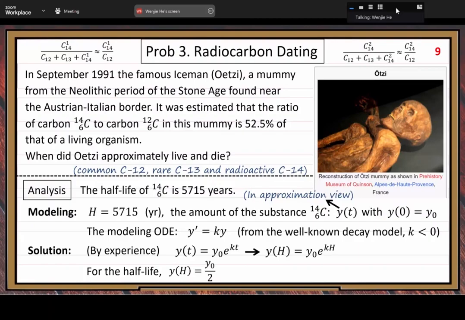Then let us simplify this equation: 1/2 equals e to the kh. H is known, k is unknown. Can we find k? Capital H is known, but the constant k is unknown. But we can find it by solving this equation, and get the value of the decay constant k.